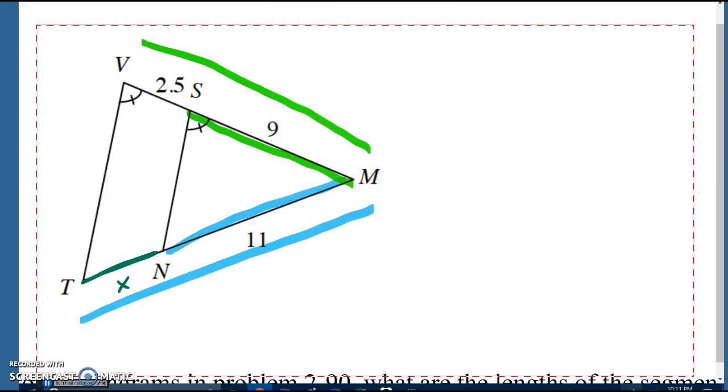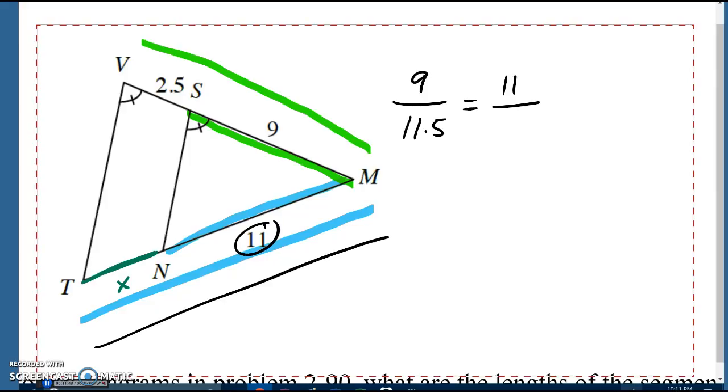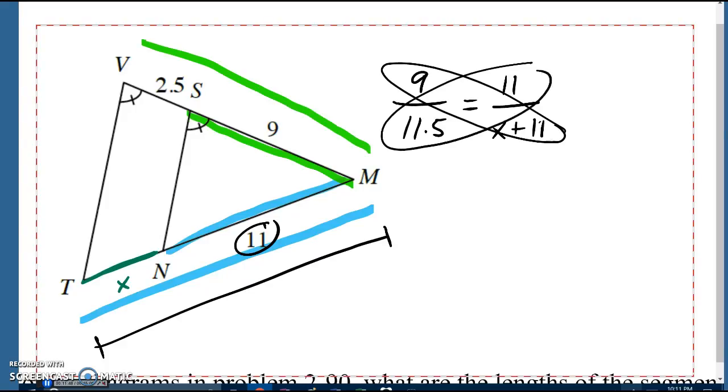Let's work on those first two sides. SM, which is 9, corresponds to VM, which is 11.5. And that's got to be in proportion or equal to the other one. NM, which is 11, over this whole length right here. Now think about what that whole length is. Wouldn't it just be X plus 11, whatever X is? Now that we set up that proportion, we can cross multiply and solve for X. So we get 9 times X plus 11 equals 11 times 11.5. Punch that into your calculator. Let me pull out my calculator here.